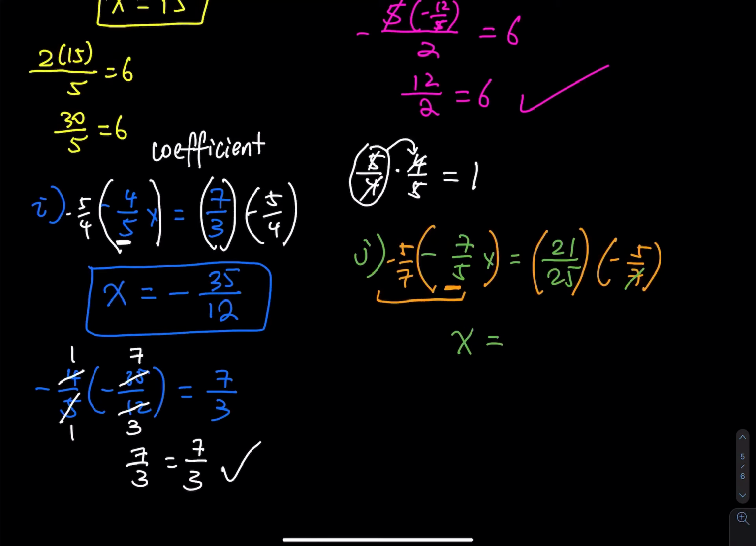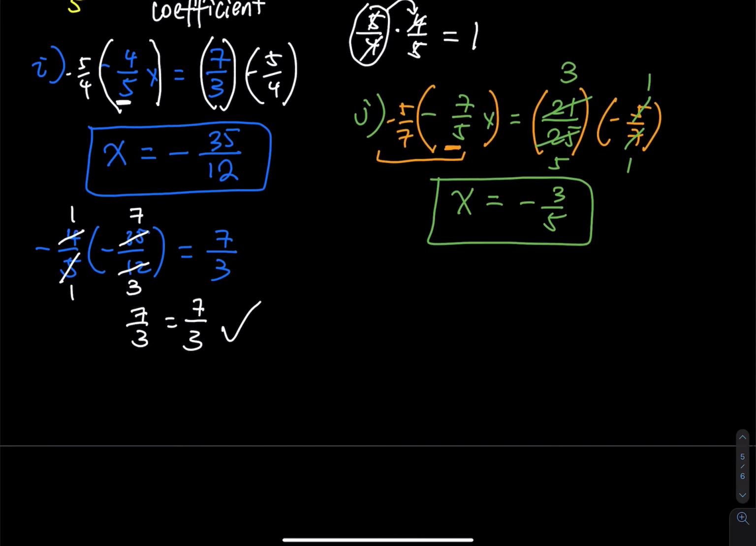7 divided by 7 is 1. 21 divided by 7 is 3. 5 divided by 5 is 1. 25 divided by 5 is 5. So we have negative 3 over 5. 2 more to go.